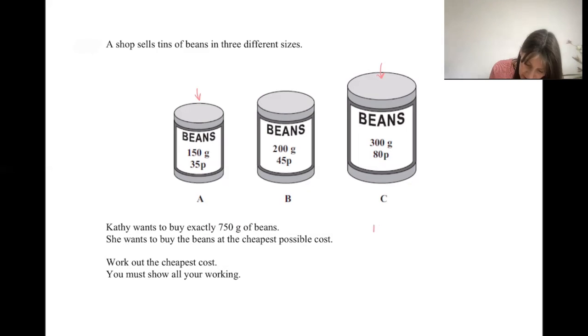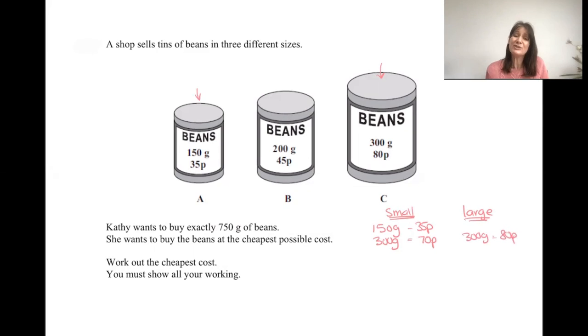So if 150 grams is 35 pence, I'm looking at my small tin at the moment, then 300 grams, which would mean me buying 2 cans, is going to be 70 pence. If I compare that to the large, their 300 grams is 80 pence. It's absolutely not better value for money for me to be buying the large tins. So there is enough there for me to now eliminate the large. I'm not going to be purchasing any of those because 2 smaller ones is cheaper anyway.